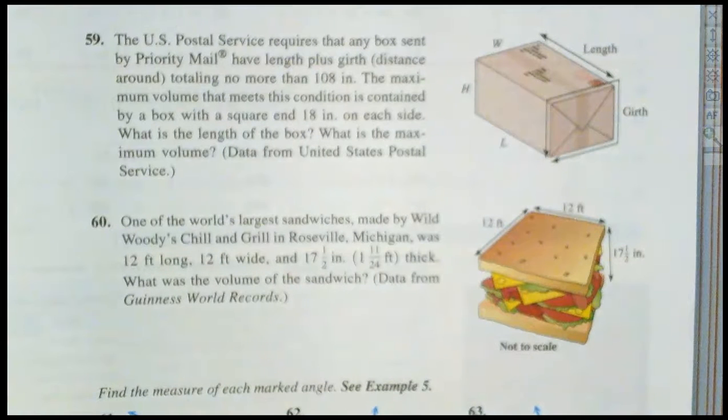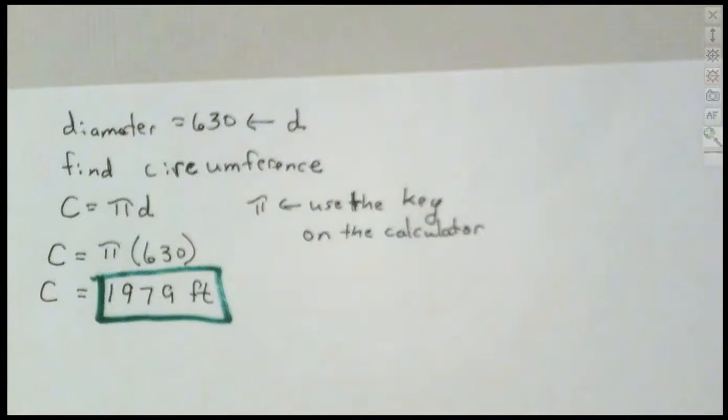So we need to make sure we understand what to do on this one. This one's using formulas, and we're going to have to set it up and find the different pieces. So what do we know? We know it can be no more than 108, and that talks about the girth. And it says the maximum volume that meets this condition is a box with a square end 18 inches on each side.